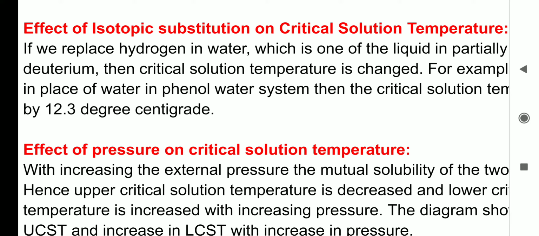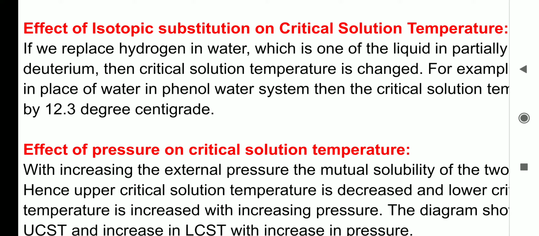Now, for explaining this topic, I would take the example of hydrogen. All of you know that water is having formula H2O, and water is having mainly protium in it. Now, if I replace protium of water by deuterium, then I will get D2O or heavy water.